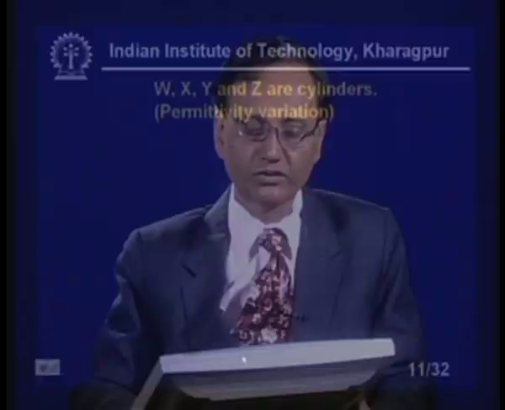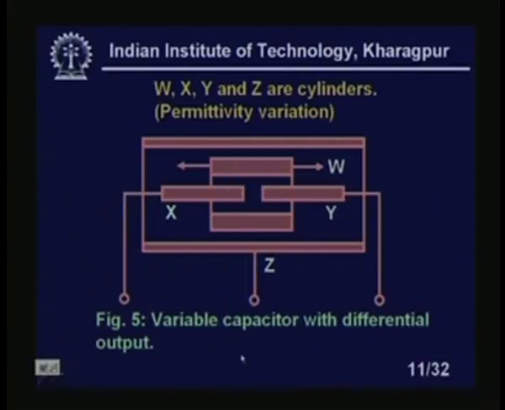Now, X, Y and Z are cylinders. In this case you see the permittivity variations, a variable capacitor with differential output. You see what will happen here, this is Z basically, right, this outer bigger cylinder. We have a capacitance between X and Z. X is a solid rod, Y is also a solid rod, and Z is a cylinder. So normally I have a capacitance between X and Z and a capacitance between Y and Z. Now the dielectric medium W I am varying, that means its position is getting varied.